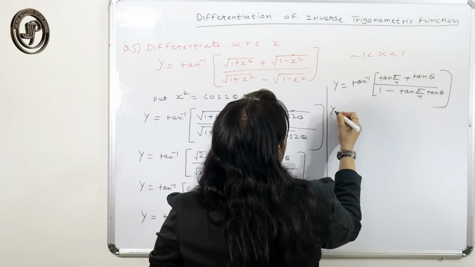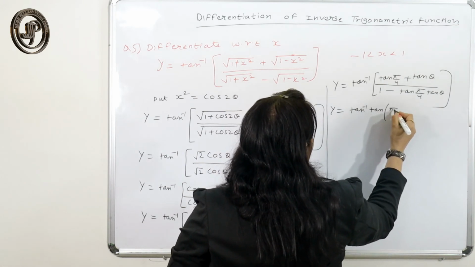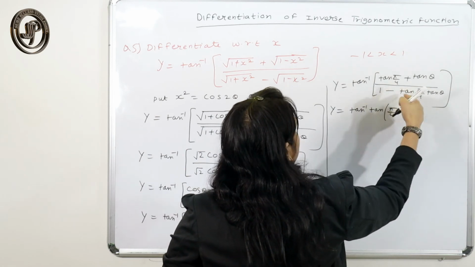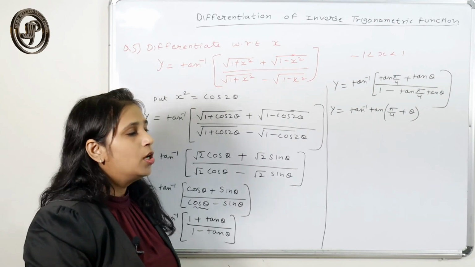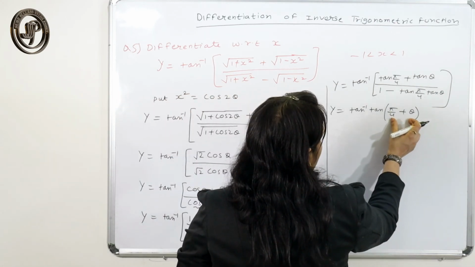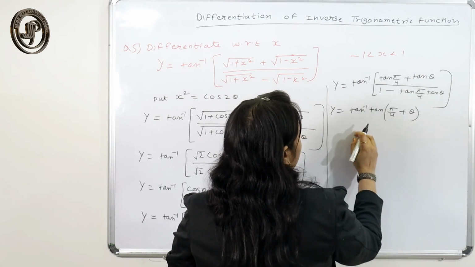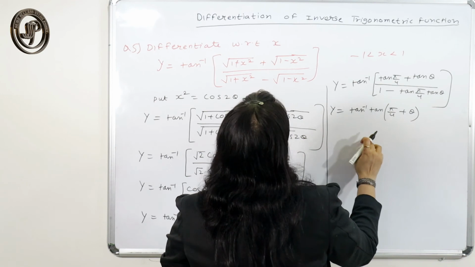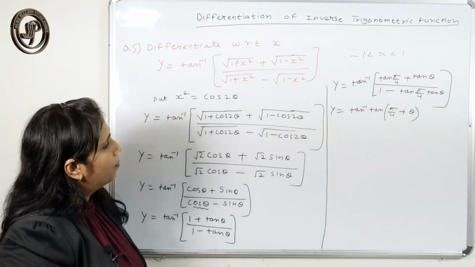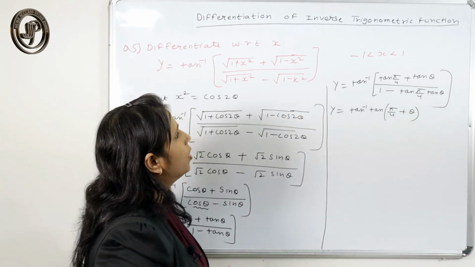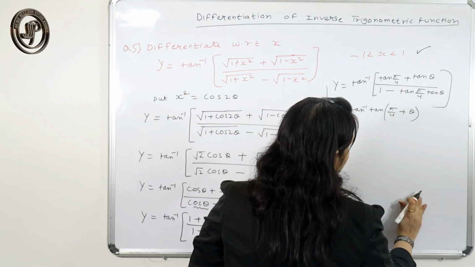Now this becomes tan of pi by 4 plus theta, because this is the formula of tan A plus tan B upon 1 minus tan A tan B. Now you have to check the range for pi by 4 plus theta. If this cancels out, then you can directly write pi by 4 plus theta, substitute the value of theta and simply differentiate. But before doing this, we have to check what is the range given. So I am doing that part here.